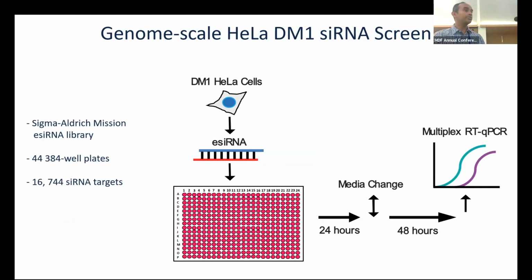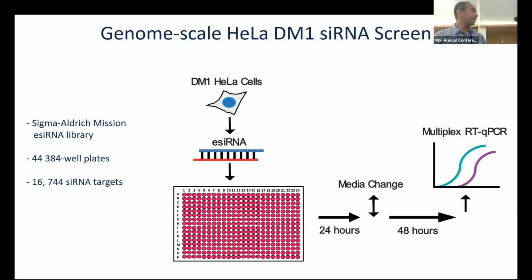And so just to walk you through the screen that we did, we used the HeLa DM1 cell line where they were reverse transfected with an siRNA library. This is a commercially available siRNA from Sigma Aldrich. The E just means that it's an enzymatically derived siRNA library. These cells were treated in 384 well format, and the library has 44 384 well plates that encompass just under 17,000 genomic targets.